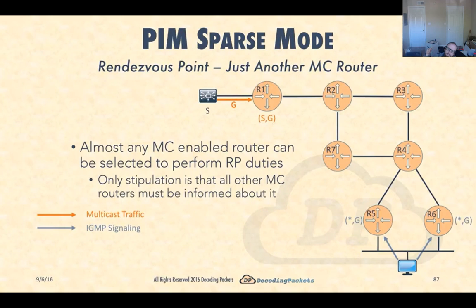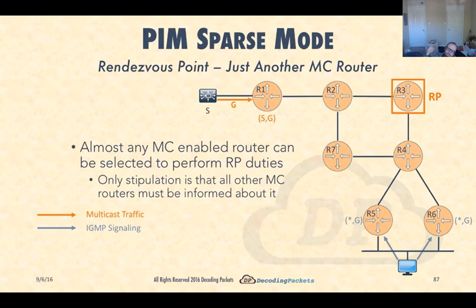Now, the RP is just another multicast router. That's the one thing I want you to keep in your head. It's just another multicast router. It performs these special duties, but the only stipulation is that it should be self-aware, that it should know that it is an RP. So in this case, let's choose an RP for our network here. Okay, there you go. So R2, we have just decided that R2 is going to be the RP. But the very first thing to do is to give R2 its two new duties.